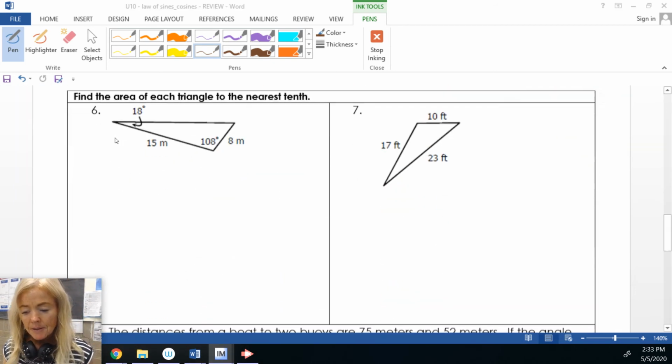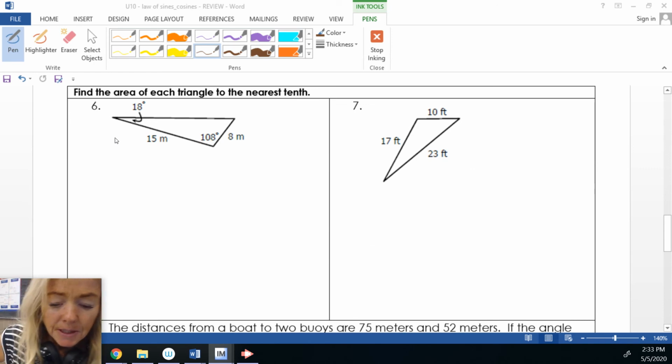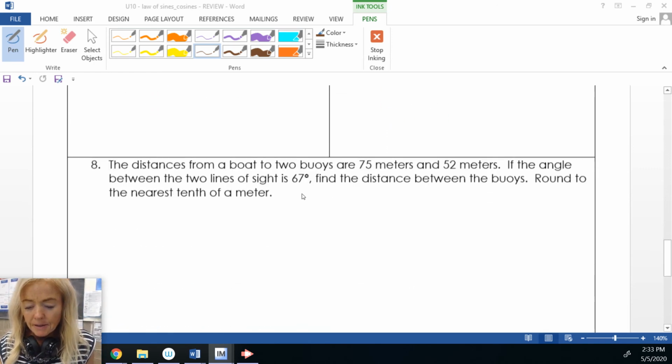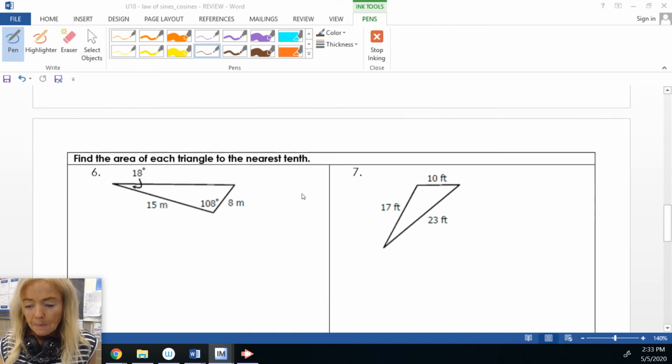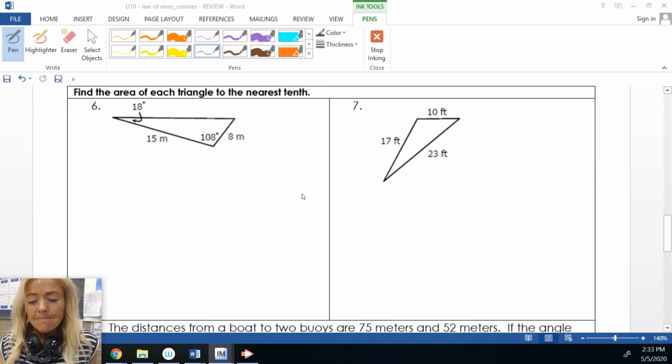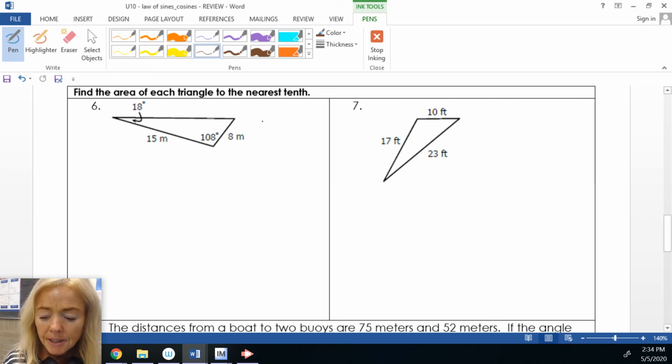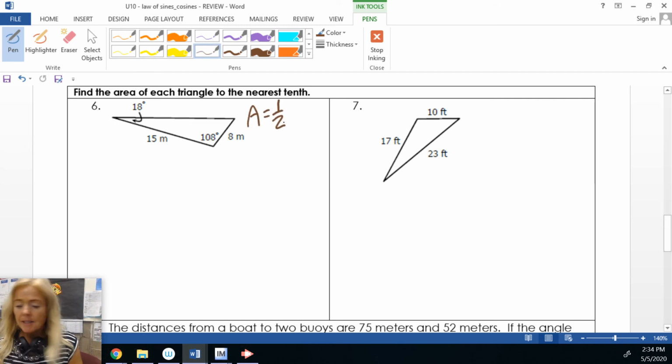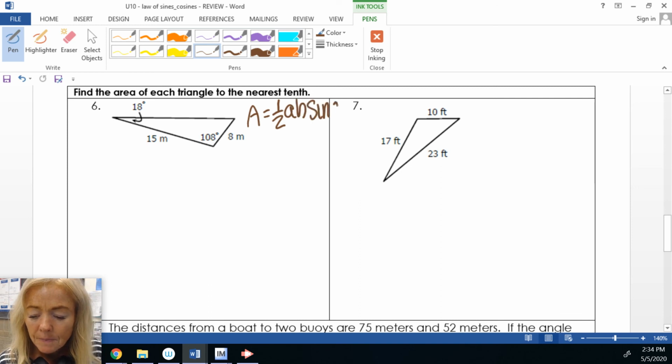All right, do we have time for the next one? This one says find the area of each triangle to the nearest tenth. Let's see if we can just do this one, and we'll do the next three in the second part. To find the area to the nearest tenth, we need a formula. The formula is area equals 1/2 AB sine C. It's a wrapper one again.